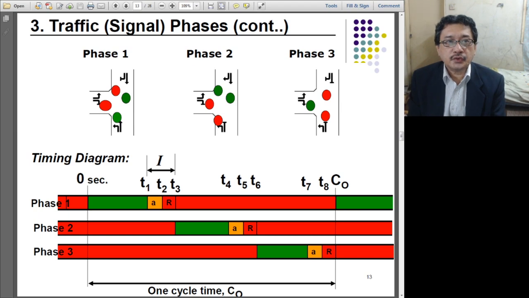This slide shows the traffic phases. For this junction, there are three phases, and the timing diagram for the three phases is shown below the junction diagram. You can see that for phase one, there is through traffic and the left turn. Phase two is for the traffic in the opposite direction and the right turn. Whereas phase three is for the minor road, the left and right turns from the minor road.